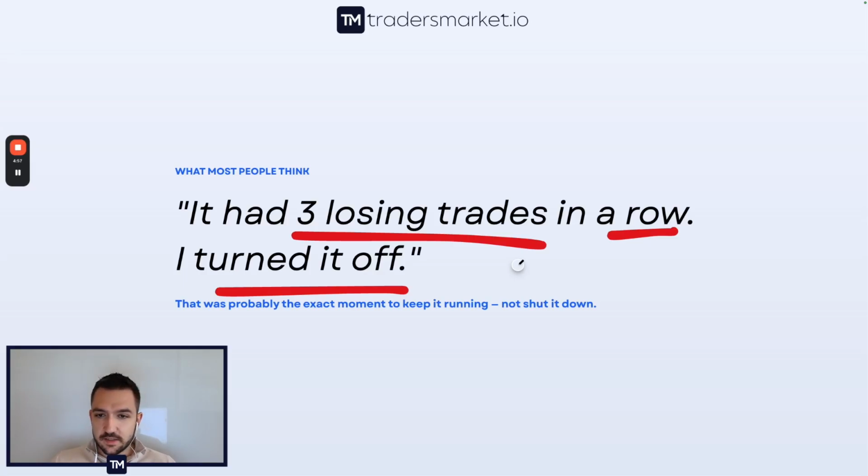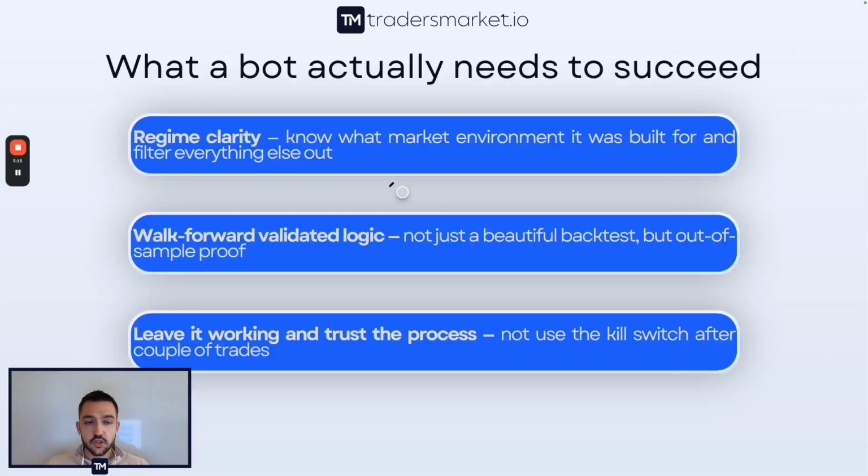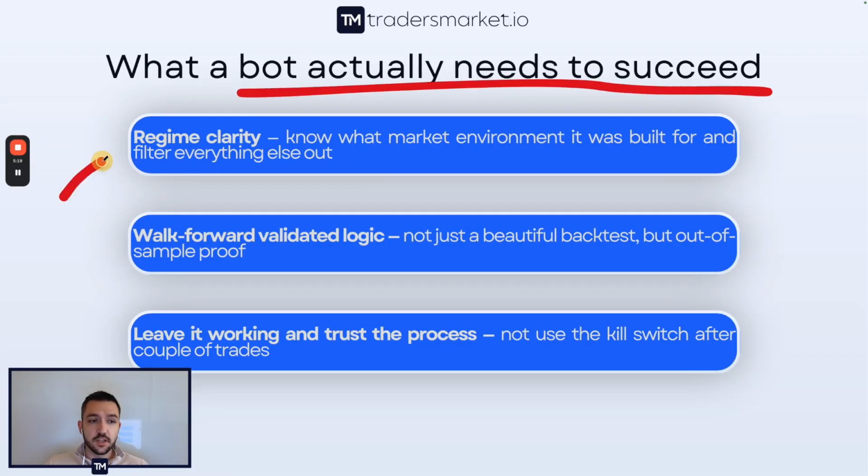So if the backtest is telling you, yeah, it is normal to see 3, 4, 5 losing trades in a row according to years of backtesting, then this should be fine even in the live markets, and you should be patient. So all in all, what your bot actually needs to succeed: first, you need regime clarity.